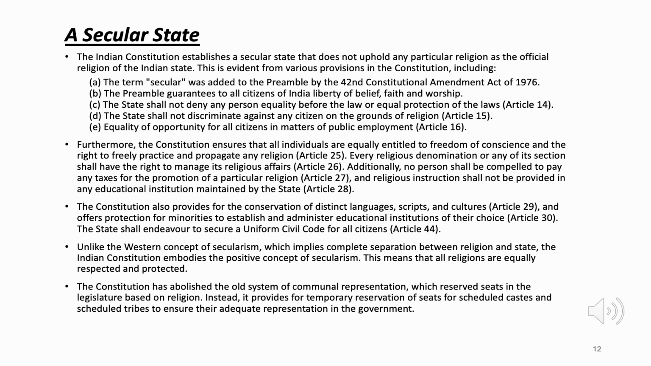The Constitution also provides for the conservation of distinct languages, scripts, and cultures, Article 29, and offers protection for minorities to establish and administer educational institutions of their choice, Article 30. The state shall endeavor to secure a uniform civil code for all citizens, Article 44.